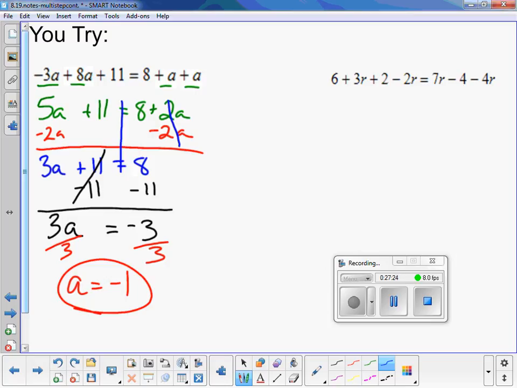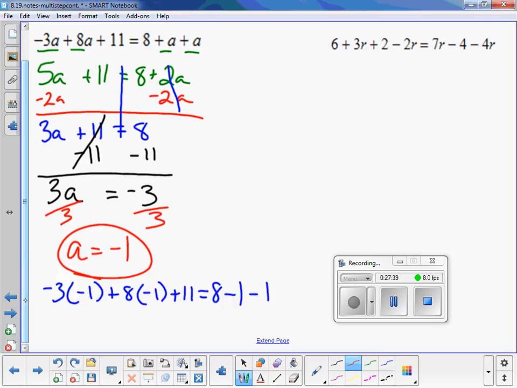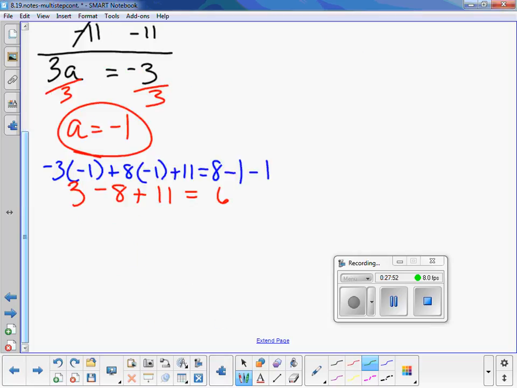So it's going to be -3 times -1 plus 8 times -1 plus 11 equals 8 plus a -1, which is the same thing as -1. So then this would be a positive 3 minus 8 plus 11 equals 8 minus 1 is 7, minus 1 is 6. And then we say 3 minus 8, which is -5, plus 11 equals 6. 6 does equal 6, so that is my answer.